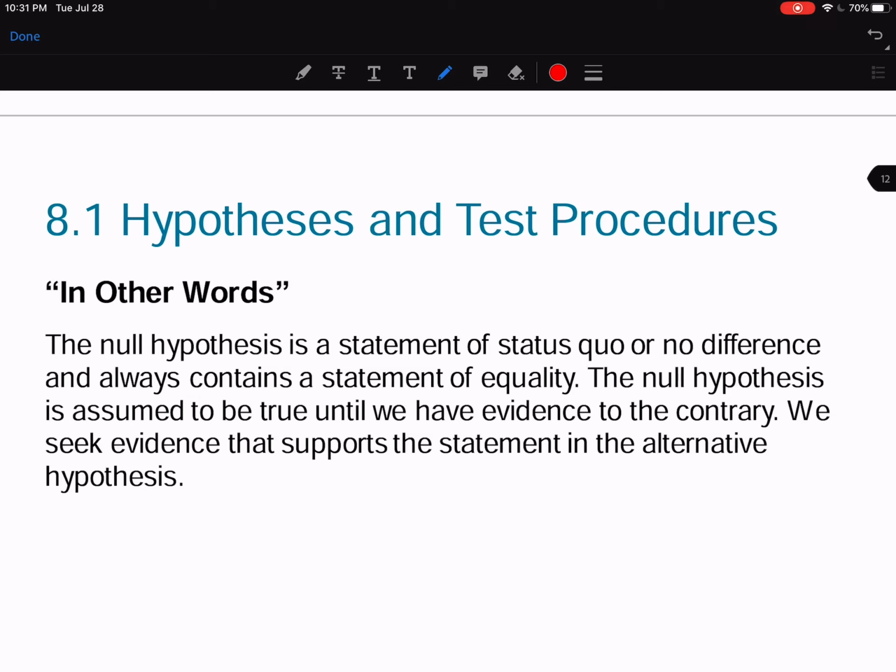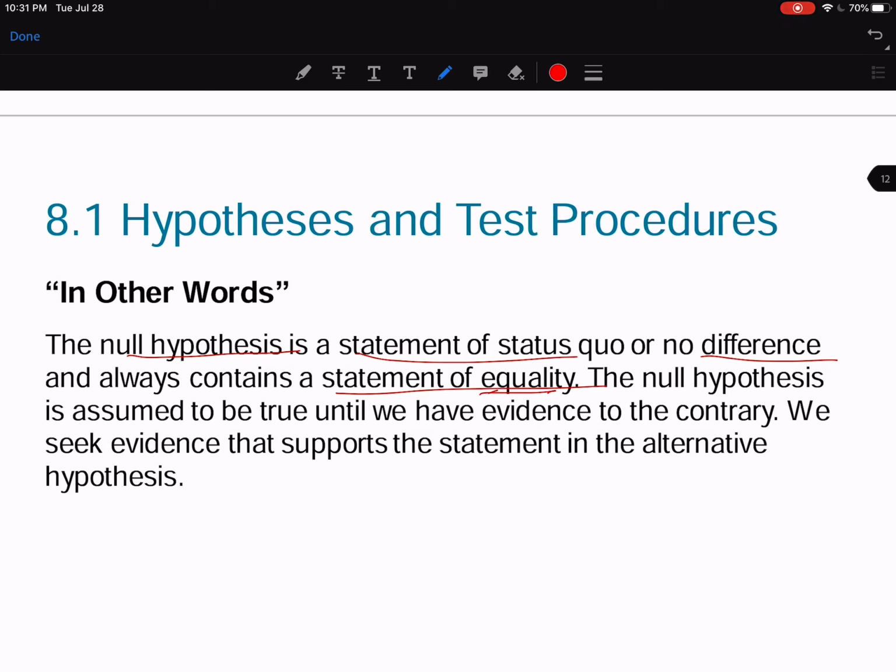All right, let's take a look at this in other words. The null hypothesis is a statement of status quo or no difference and always contains a statement of equality. The null hypothesis is assumed to be true until we have evidence to the contrary. We seek evidence that supports the statement in the alternative hypothesis. So basically the null hypothesis is always the statement containing the equality. But what does the alternative look like? It depends on the problem.